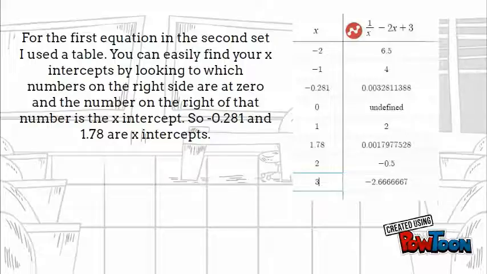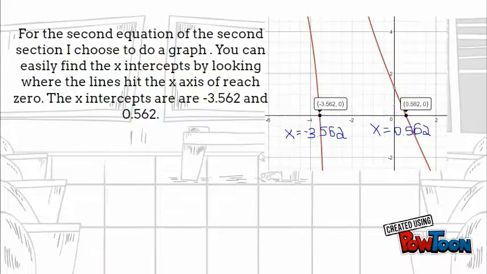For the first equation in the second set, I used the table. You can easily find the x-intercepts by looking to which numbers on the right side are at 0, and the number on the right of that number is the x-intercept. So negative 0.281 and 1.78 are x-intercepts.